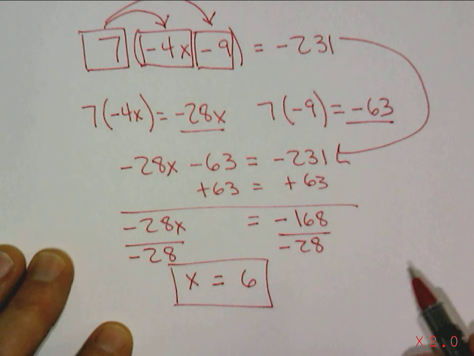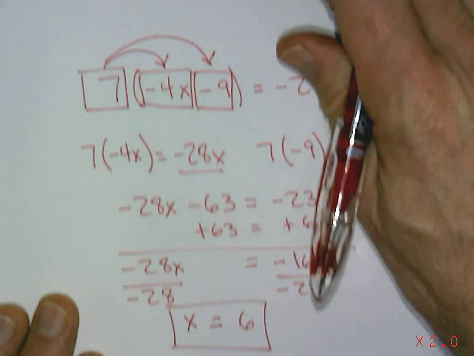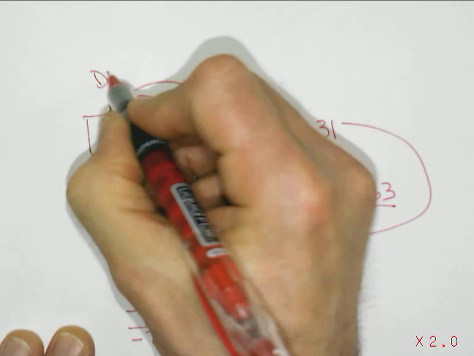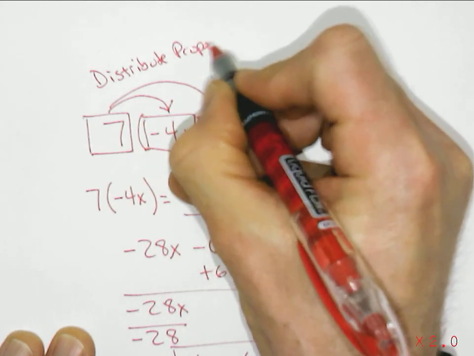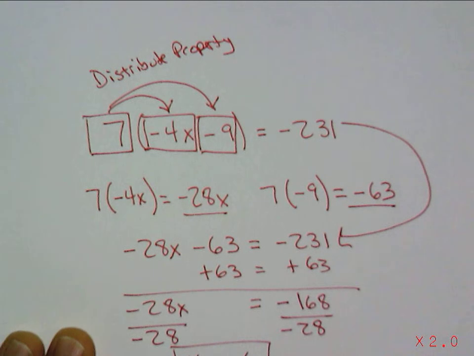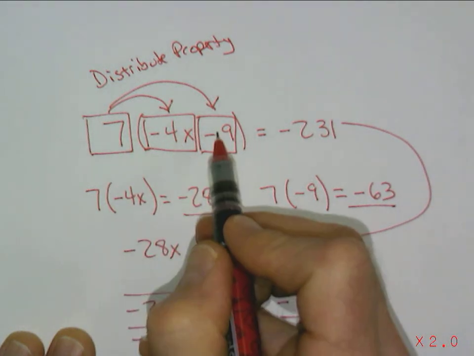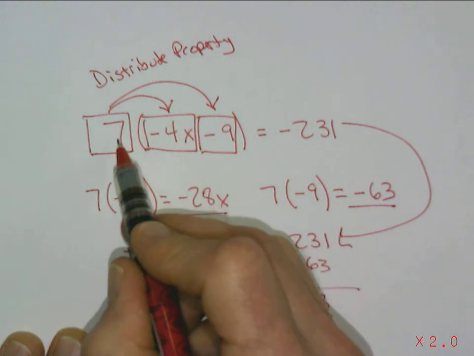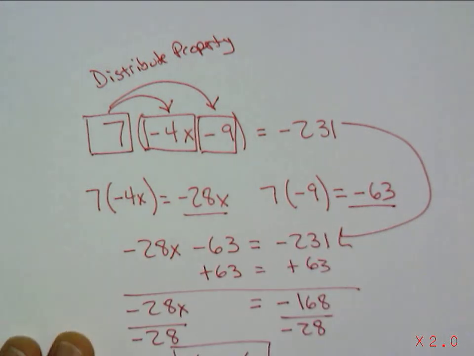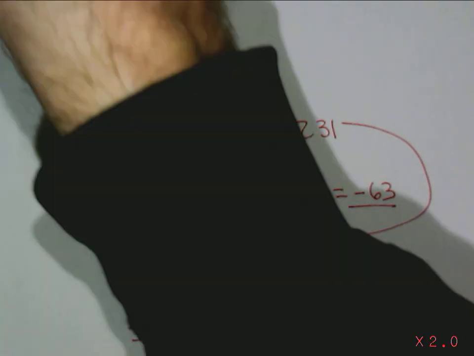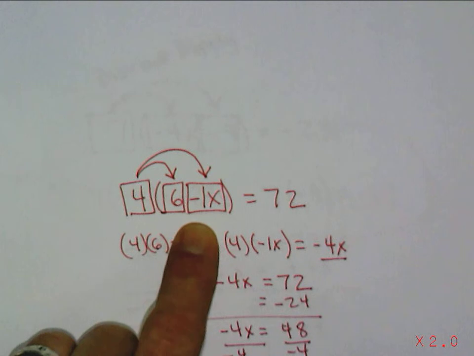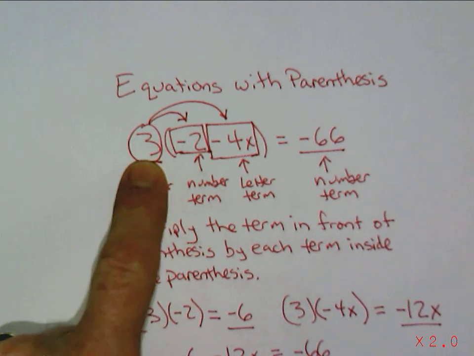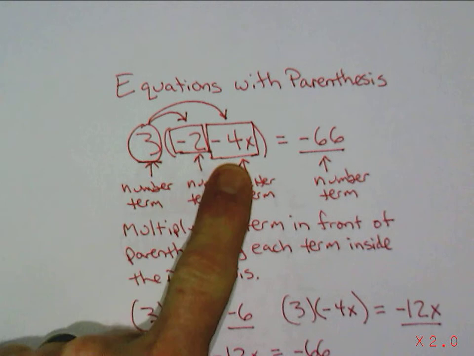And what we've just done actually has a name. I'm going to write it out here. It's called the distributive property of multiplication. And so what we're doing is distributing the 7 to each term inside the parentheses. So the distributive property says multiply this term times each term inside the parentheses, and that eliminates the parentheses. So we've distributed the 7 to the other 2 terms inside the parentheses. In the previous problem, we distributed the 4 to the 6 and to the negative 1x. In the original first problem, we distributed the 3 to the negative 2 and the negative 4x.